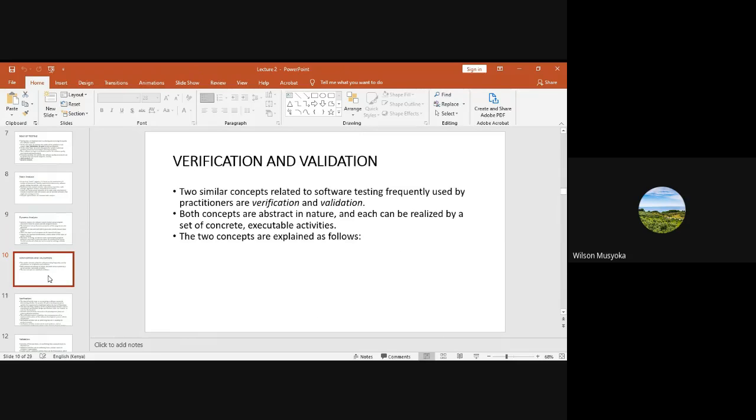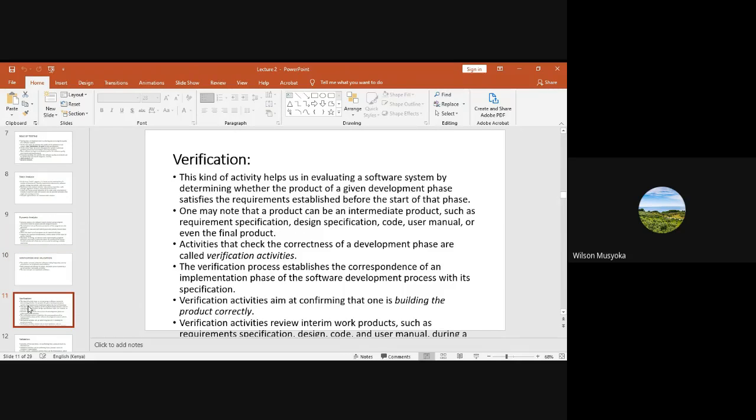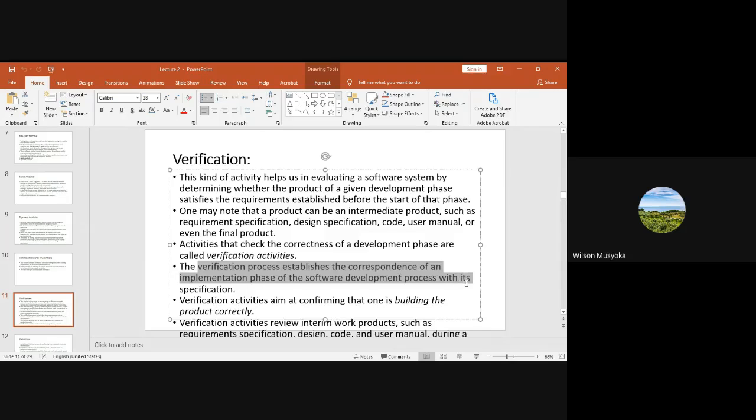And we have already seen what verification is. Verification is the static analysis, and then validation is the dynamic analysis, where we are doing the actual execution of the project. So we have already explained what it is. When we talk about verification, we are just talking about the process that establishes the correspondence of an implementation phase of the software development process with its specification. And we are saying that the verification activities aim at confirming that one is building the product correctly. So we are looking at the process basically if we are doing it correctly.